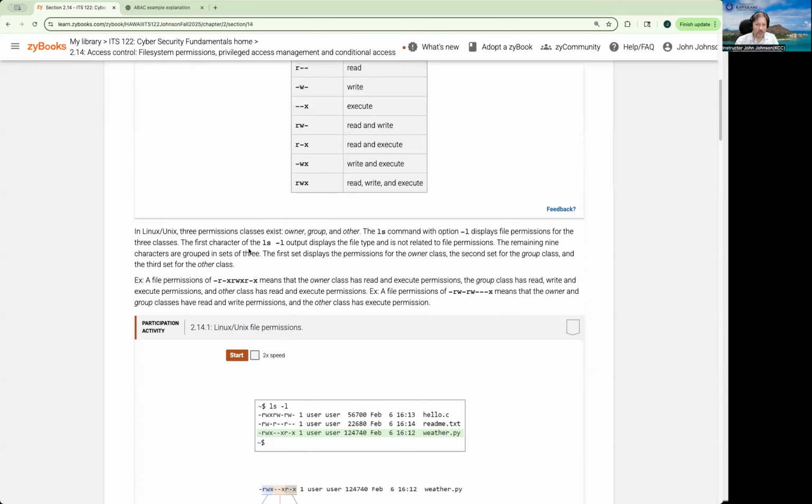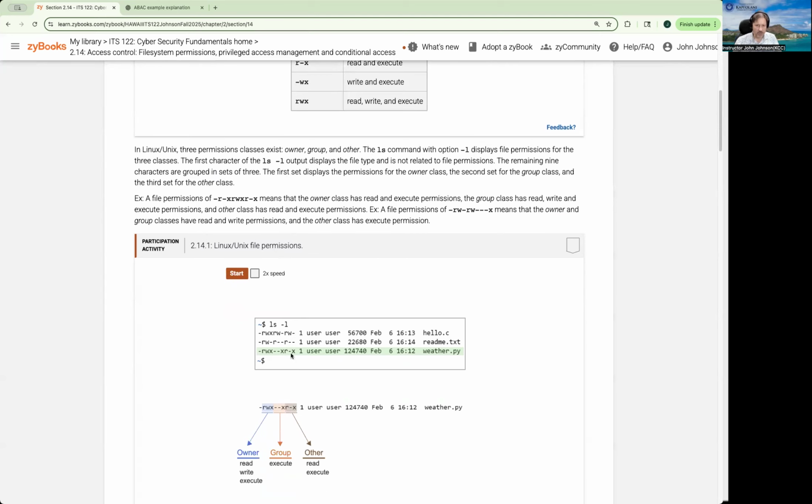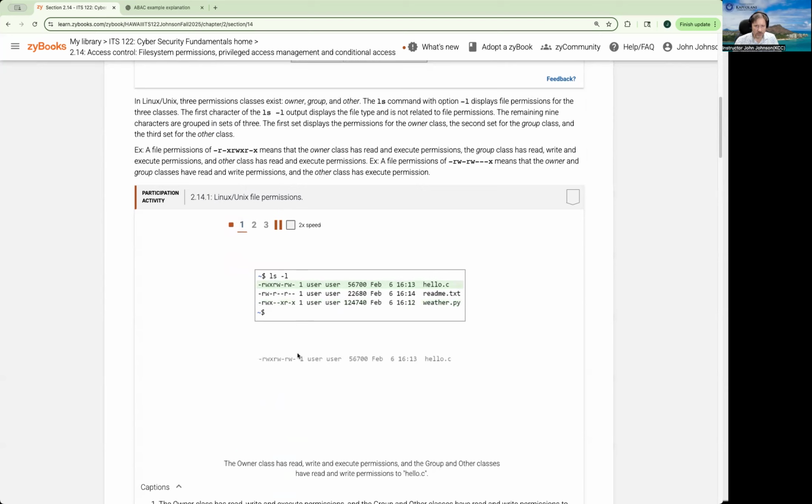In the next section, it talks about what I was mentioning: owner, group, and other. When you do the ls -l or -la, you're going to get the full set of everything here, and this shows you an example of what you've got. Let's go through and look at one. We've got hello.c as the file name over here. This is your creation date, and size. So this was created February 6, '16 at 4:13 p.m. The size of it is 56,700 bytes, I believe.